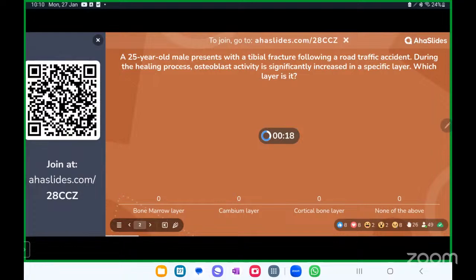So, this layer is vital for bone healing. It contains the cells responsible for bone formation, okay, new bone formation, and is typically located below the periosteum. So, think of it as the active layer in the process of healing fractures. So, your time is up.